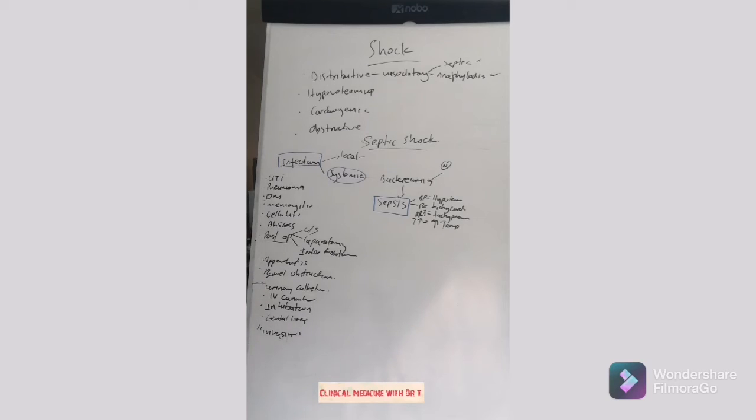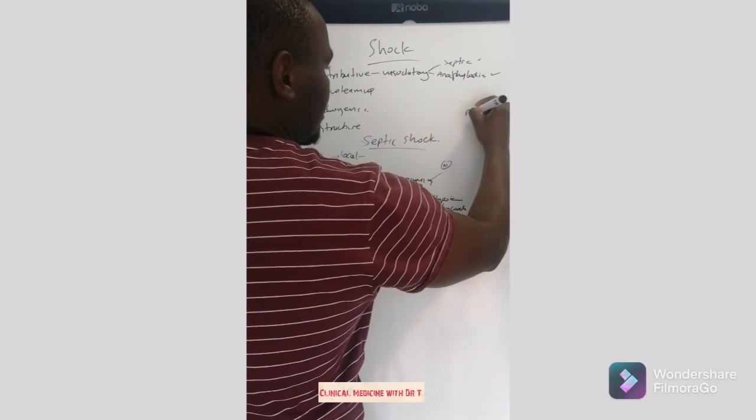Okay, before I continue, let me just say, what are the risk factors? Not everyone who's got a UTI is gonna get into sepsis. Not everyone who has got otitis media, not everyone who has got an abscess. These are the differentials in terms of the source of infection, right? But now let's talk about the risk factors.